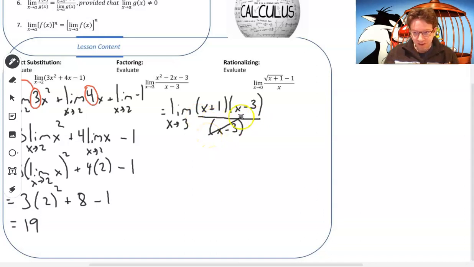So now what we can do is cross those out. And note that because we cross them out, x cannot equal 3. But that's okay, because a limit doesn't say x equals 3. A limit says x approaches 3. It gets very, very close to 3, but doesn't actually equal 3. So we're perfectly safe to cross those two brackets out. And we're left with the limit as x approaches 3 for x plus 1. So we just replace x with 3, and we get 3 plus 1, which is 4.